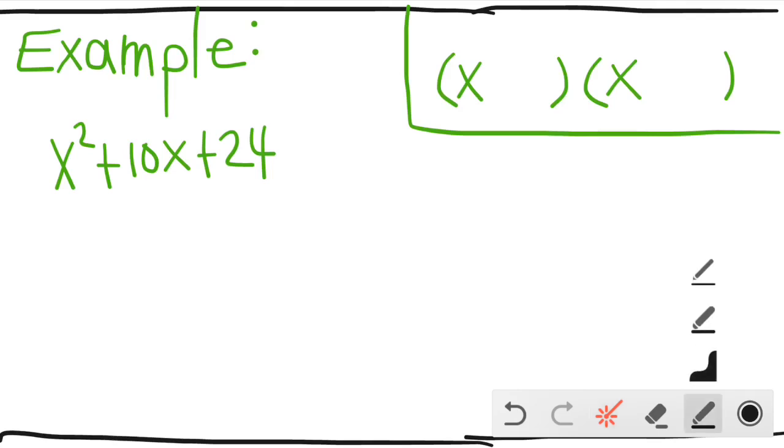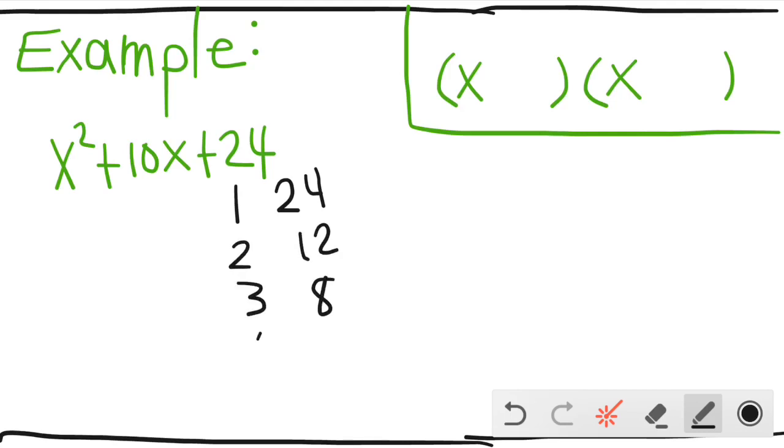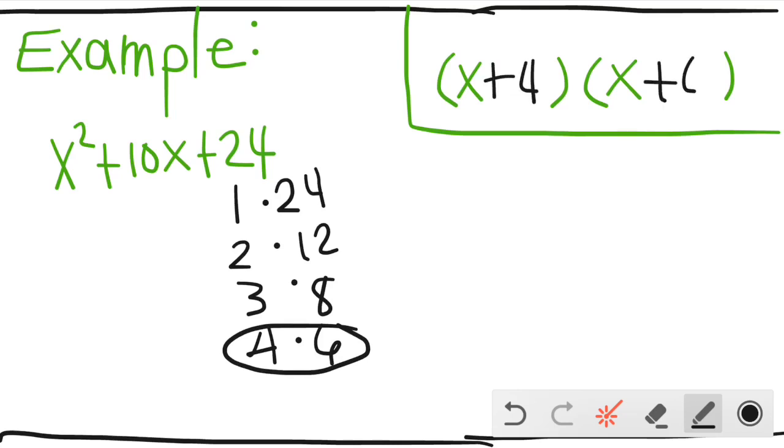Let's list down factors of 24 that could add up to 10. I have a 1 and 24, a 2 and a 12, a 3 and an 8, a 4 and a 6. I think that's about it. So now let's go ahead and check which of these pairs must add up to 10. You got it right. It's a 4 and a 6 down here. So we'll go ahead and do a plus 4 and plus 6.